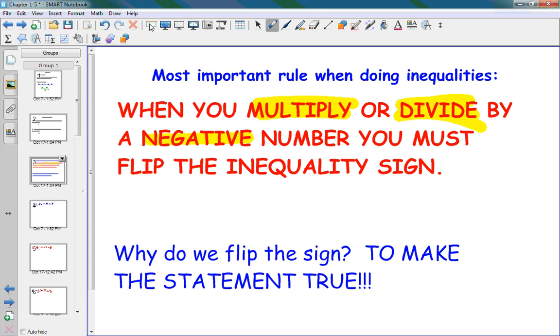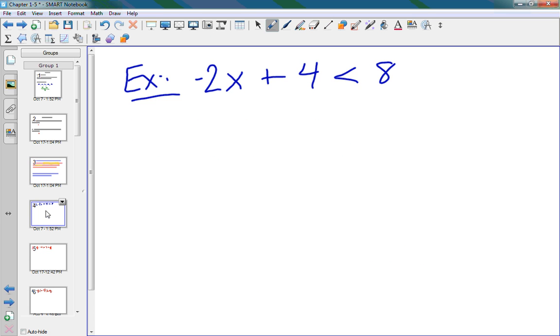Okay? Why do we flip the sign? Again, to make the statement true. Do we all understand that? So, our first example. Negative 2x plus 4 is less than 8. Now, we're going to pretend, just like whenever you tell your parents that you're going to clean your room and that you cleaned it all, put it all away. We're going to pretend that that inequality symbol is an equal sign, and pretend that it's not less than symbol right now.